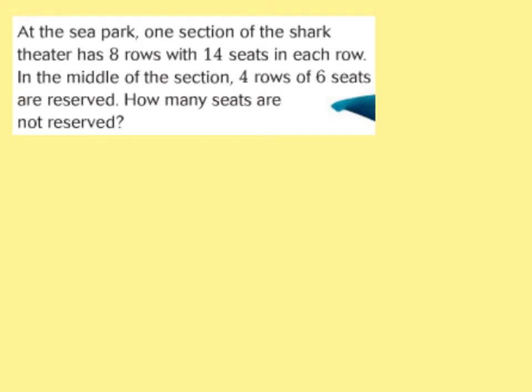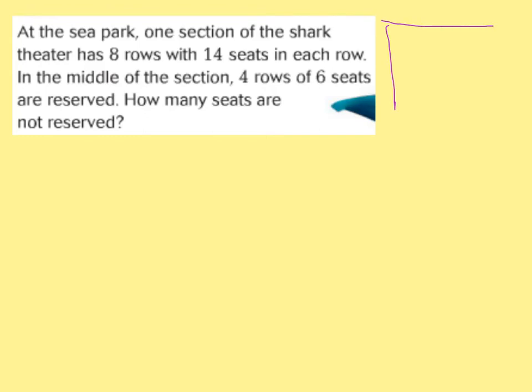Yet another problem. At the Sea Park, one section of the Shark Theater has 8 rows with 14 seats in each row. In the middle of this section, we have 4 rows of 6 seats that are reserved. So how many seats are not reserved?